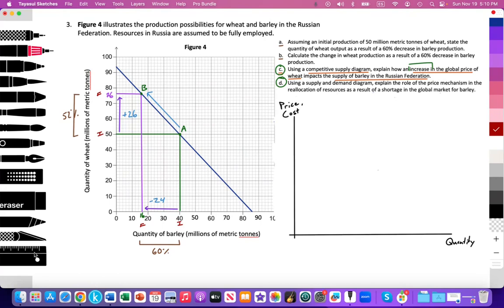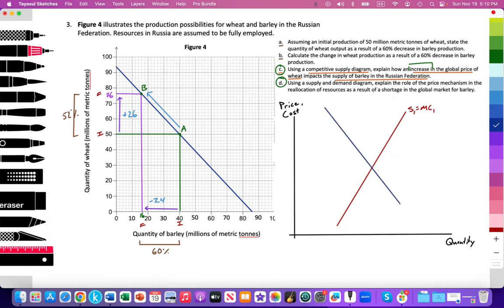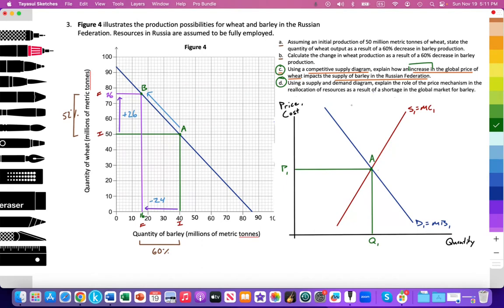So I'm going to have an initial supply curve, upward sloping. Label that S1 equals the marginal cost of production. Then I'll have a demand curve, downward sloping. Label D1 equal to the marginal benefit. And then I'll have the initial price set, P1, and the initial quantity set, Q1. Okay, so we have P1, Q1, point A. That's the first thing you draw.